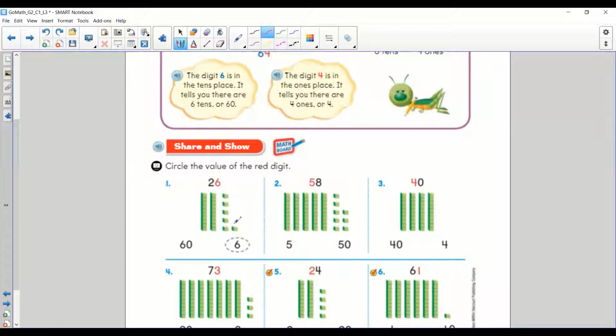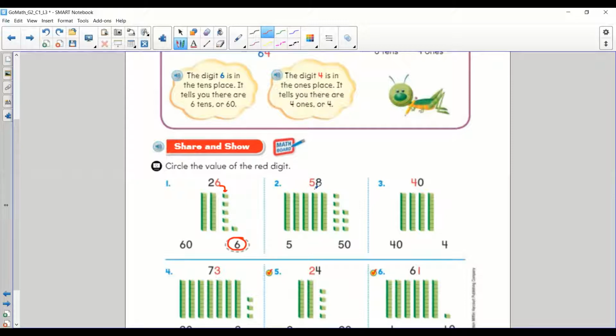Okay, so 6 is in the ones place. So these are 6 ones. You can also tell because the tens are always on the left, so the tens sticks or the tens rods are always on the left, and the ones cubes are always on the right. So the 6 goes with this column, and that has a value of 6.